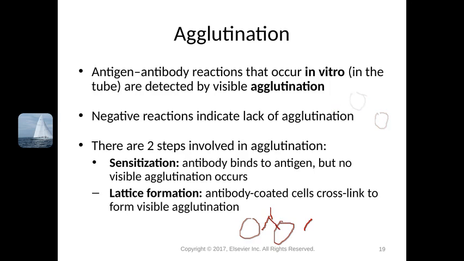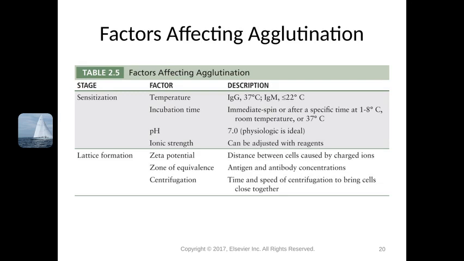So first we have our sensitization, where our antibody will bind to antigen, but we won't have any visible agglutination. Second, we have lattice formation, where our coated cells will cross-link to form that visible agglutination. So what can affect agglutination? Temperature, incubation time, pH, ionic strength, and our lattice formation, or basically our zeta potential or zone of equivalence, and centrifugation. When we look at sensitization, remember IgG likes 37 degrees Celsius, IgM likes room temp.